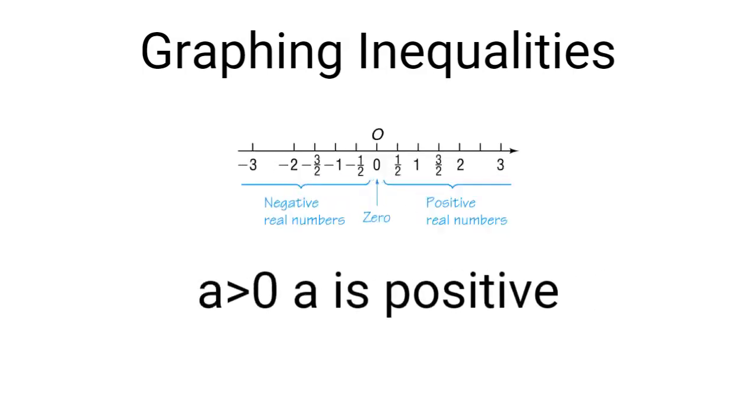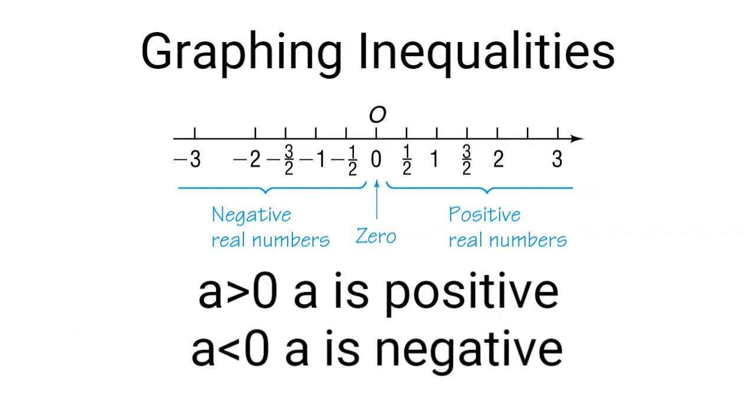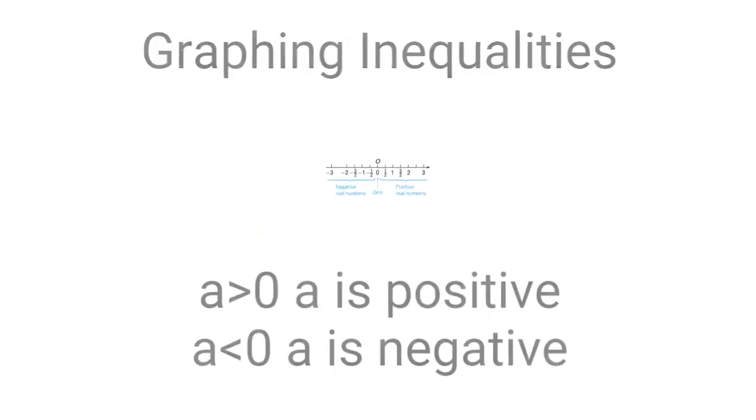Remember, saying a is greater than 0 is equivalent to saying a is positive. We pull back up our number line, find 0, and anything to the right is considered positive. And saying a is less than 0 is equivalent to saying a is negative. Enough of that. Example time.